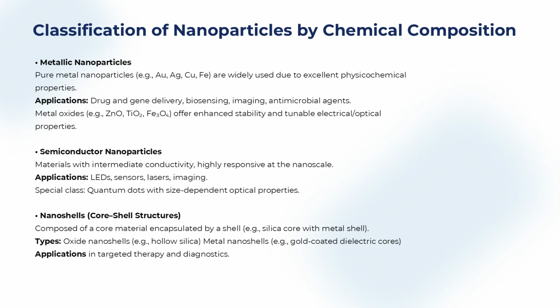We have the group of semiconductor nanoparticles. Mostly, these are the quantum dots. They have the ability to be highly responsive to the intermediate conductivity. The third group are the nanoshells. They are core shell structures composed of the core material encapsulated by the shell. There are two main types: oxide nanoshells and metal nanoshells. Usually, they are used in targeted therapy and diagnostics.